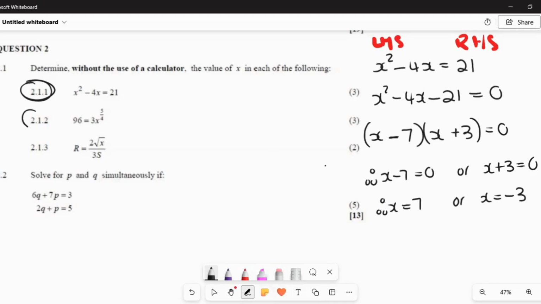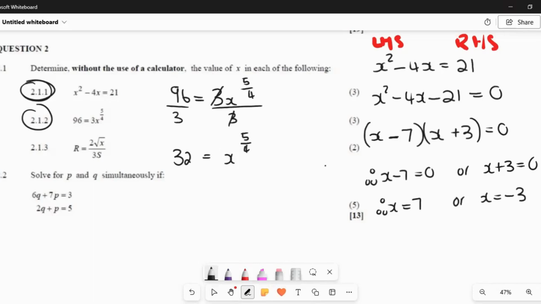Now going to the second question, 2.1.2. There we are given 96 is equal to 3x with an exponent of 5/4. Again, remember, we want our variable to be left alone. So we need to get rid of the 3. How do we get rid of the 3? We divide, since it is multiplied. So we divide both sides by 3, and then I'm left with 32 is equal to x with an exponent of 5/4.